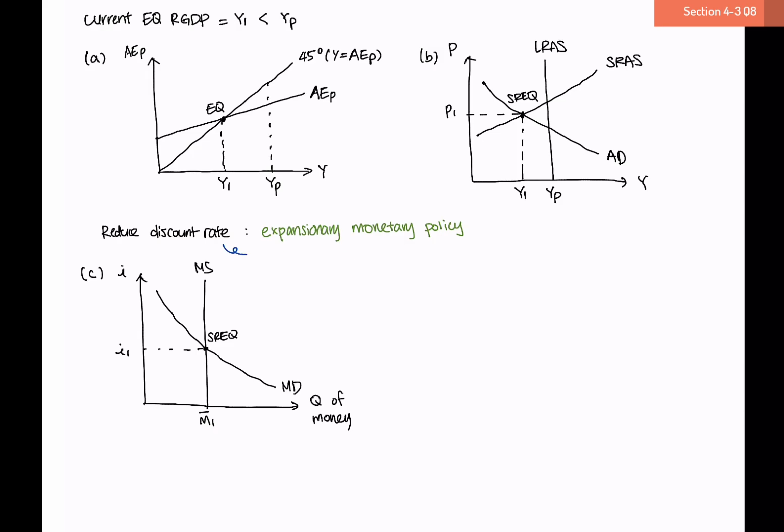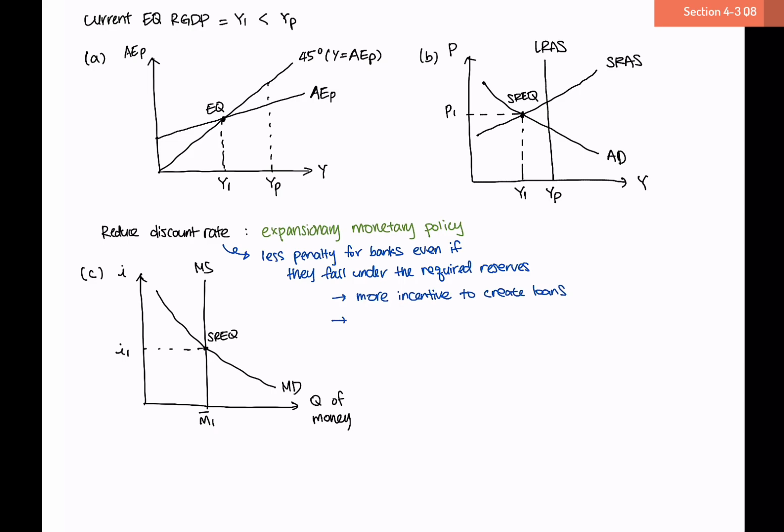Now, once the central bank reduces the discount rate, what this means is that even if banks fall under the reserve requirements by lending more aggressively, they can still borrow from the Fed at the discount window by paying the discount rate, which is going to be lower than before. So the penalty for banks, even when they fall under the reserve requirements, is actually going to be less. This is going to give more incentive for banks to create more loans more aggressively, which increases the money supply in this economy.